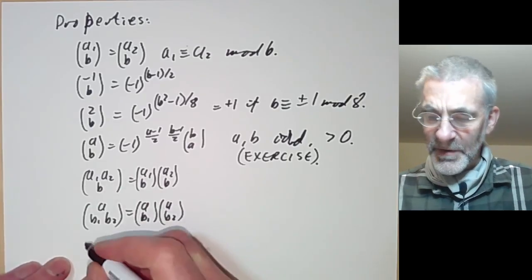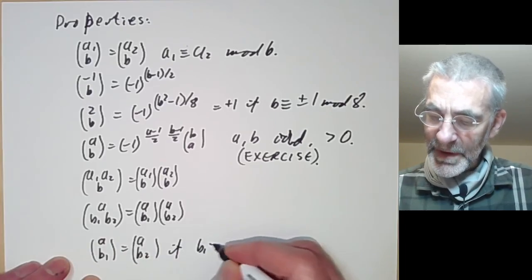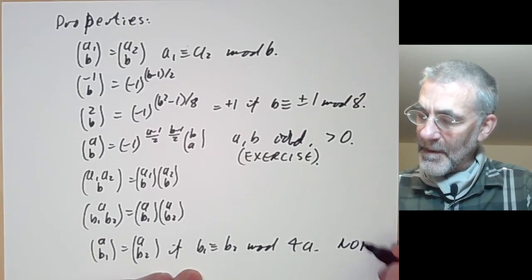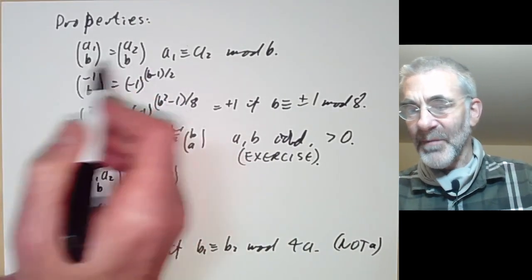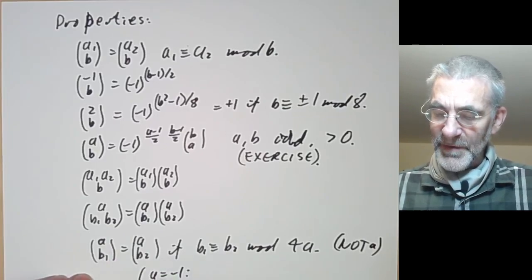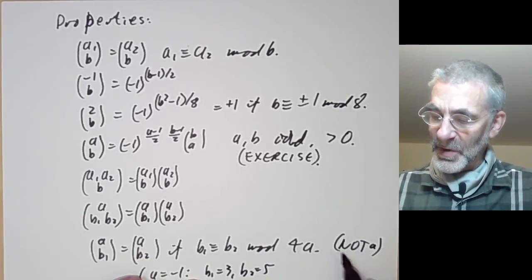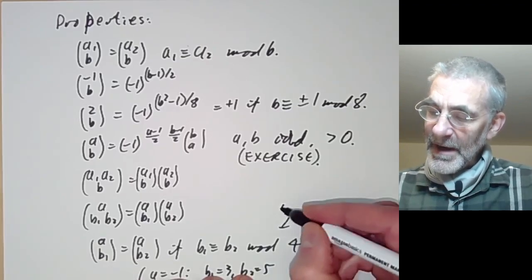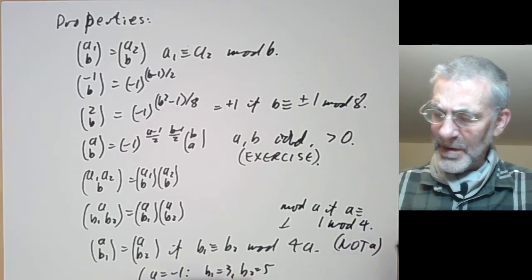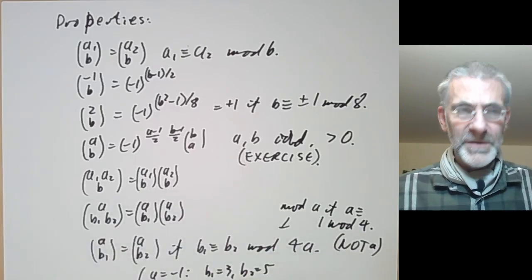We've got a sort of periodicity on the bottom, but you have to be a little bit careful. So (a/b1) equals (a/b2) if b1 is congruent to b2 modulo 4a, not a. So the numerators only depend on a modulo b, but the denominators are a little bit funny. For example, if a is equal to minus 1, then if you take b1 equals 3 and b2 equals 5, this fails modulo a. It works modulo a if a is congruent to 1 modulo 4. It's very common in quadratic reciprocity for the things that are 1 modulo 4 to behave a little bit better than the things that are 3 modulo 4.